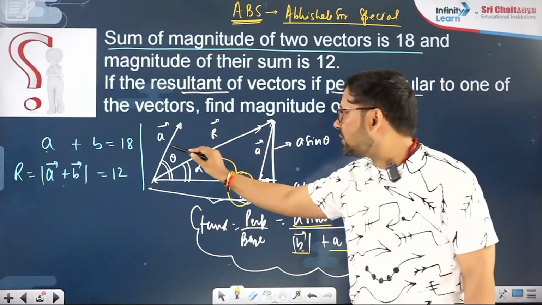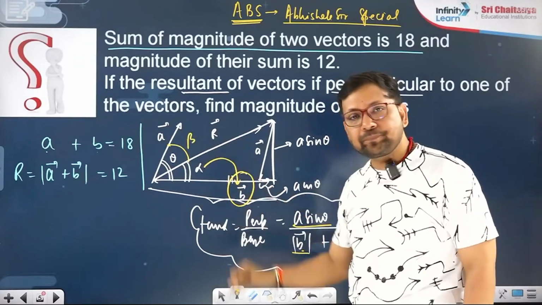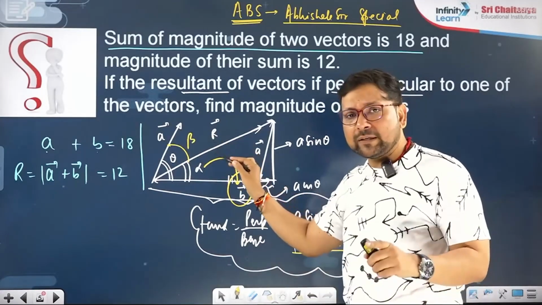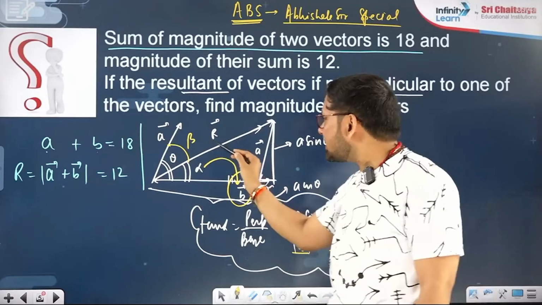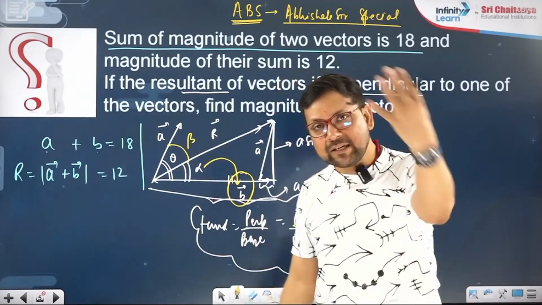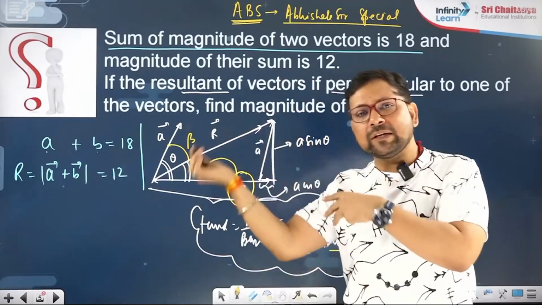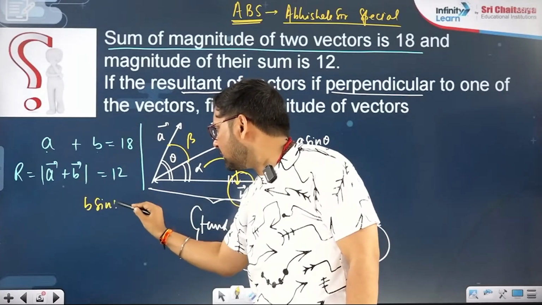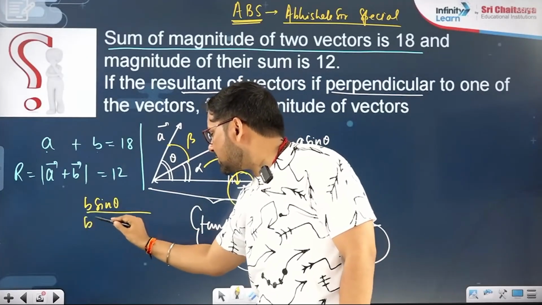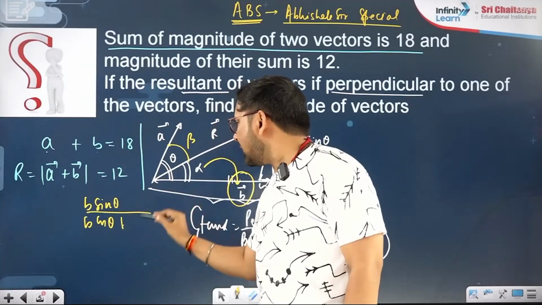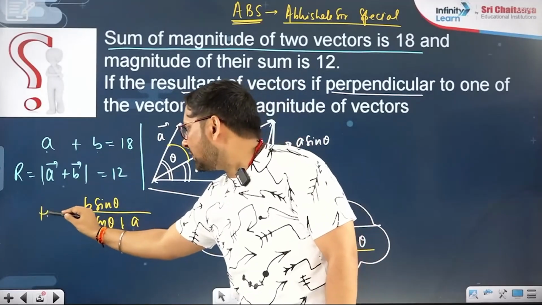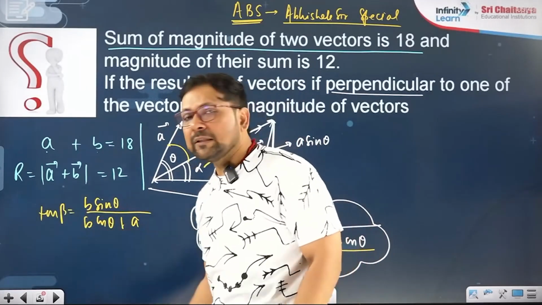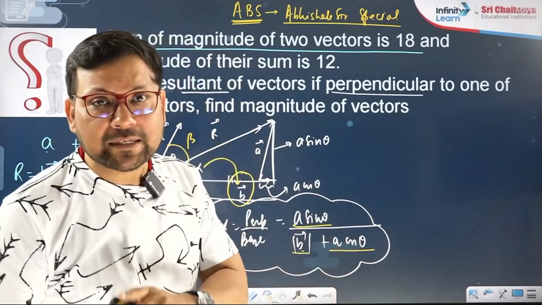If I am asking you in this question what is the value of beta, see with what vector I am measuring beta. I am measuring this beta with A, so I will start with B, the other vector. The other vector is B, so I will write B sin theta divided by B cos theta, and the reference vector I will add in the denominator. That will be the value of tan beta. This is how angle of resultant is written.